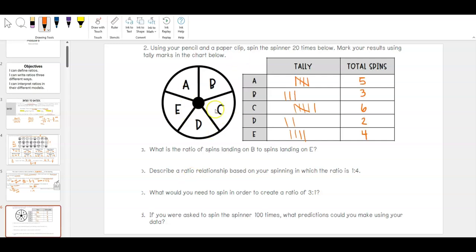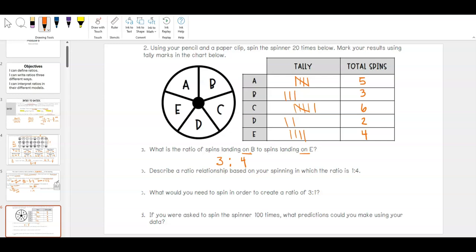All right, so I spin my spinner and I was able to get 5 A's, 3 B's, 6 C's, 2 D's, and 4 E's. So these are the numbers I'm going to use to answer these questions. What is the ratio of spins that land on B compared to spins that land on E? So I'm going to take my B number and compare it to my E number. And that's it. Describe a ratio relationship based on your spinning in which the ratio is 1 to 4.